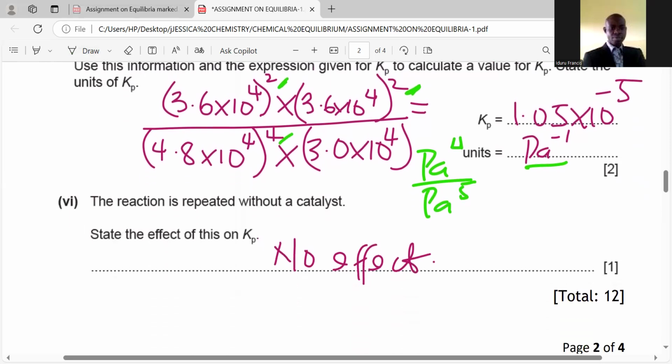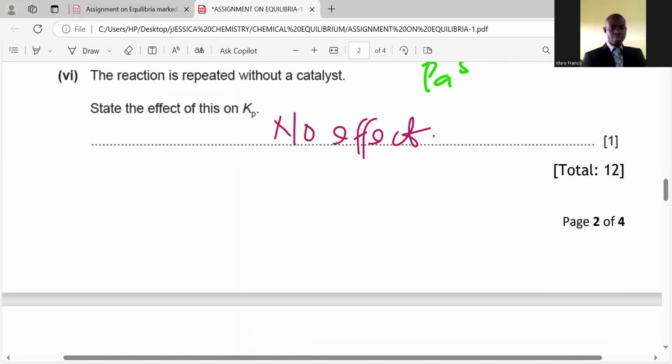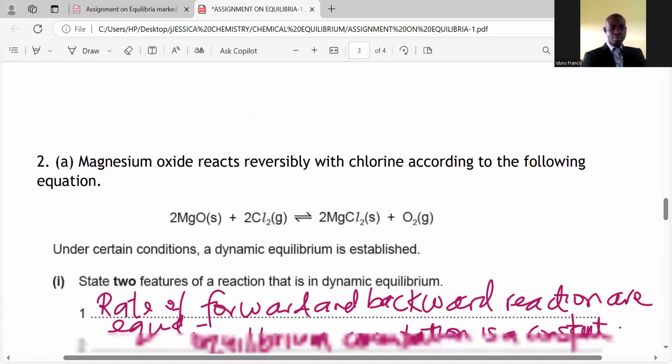Then the reaction is repeated without a catalyst. Is there any effect on this Kp? With catalyst or no catalyst, there will not be any effect. Kp is only affected by an increase or decrease in temperature. So there is no effect. I know you got that one in your answer. Then we'll move on to question number 2.